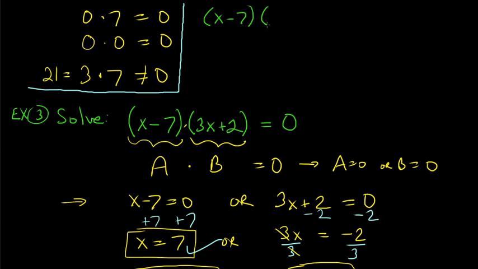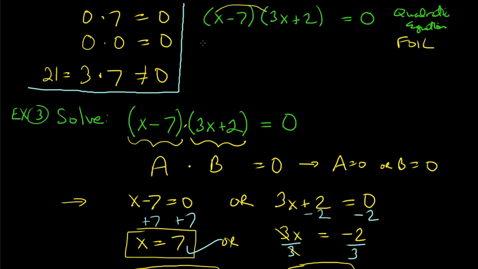x minus 7 times 3x plus 2 equals 0. This is a quadratic equation. It just doesn't look like it right now. However, if I multiply this out, I'm just going to use FOIL here. So FOIL first, x times 3x is 3x squared. I'll use blue here. So x times 3x is 3x squared.